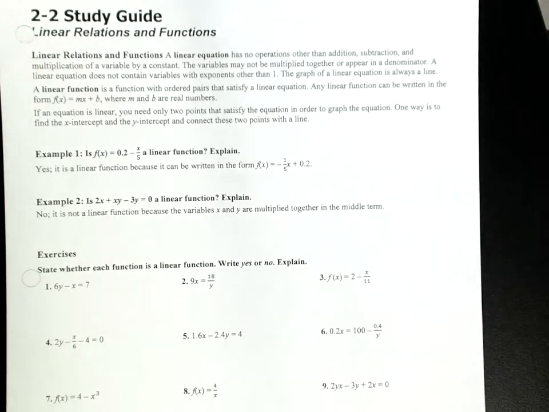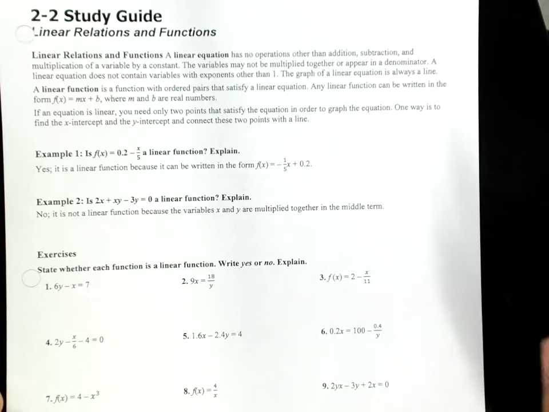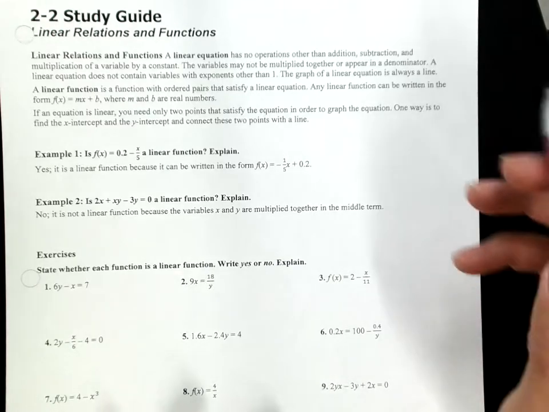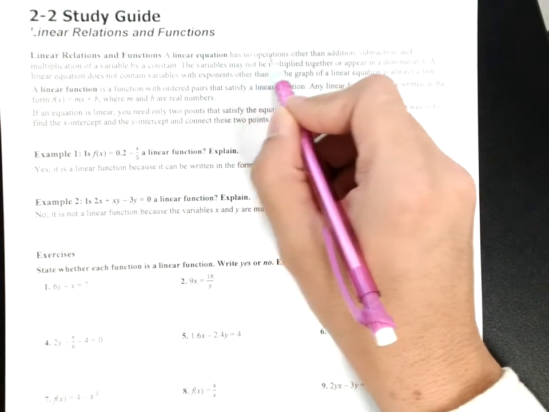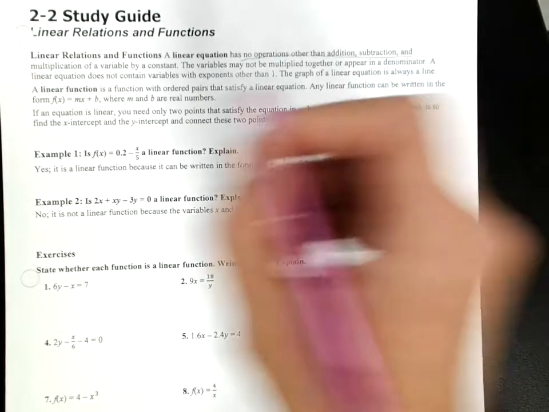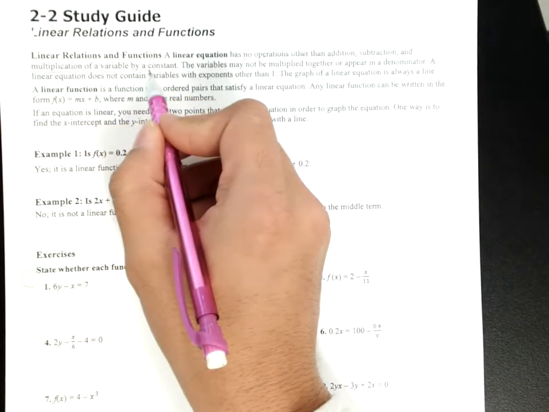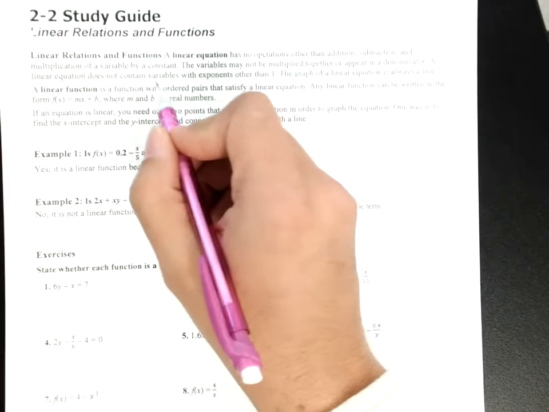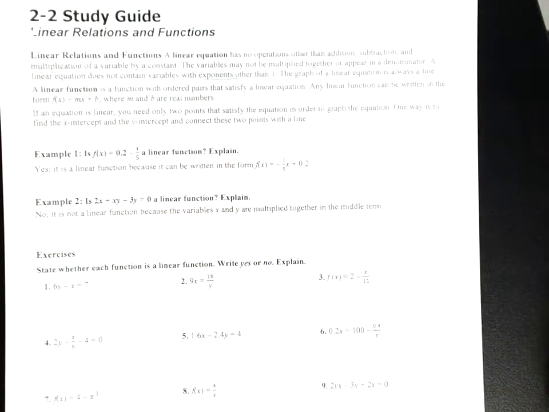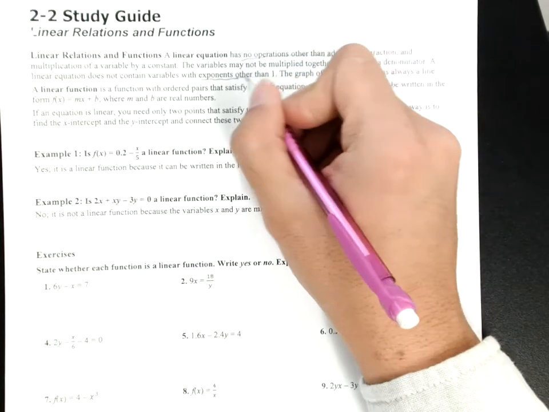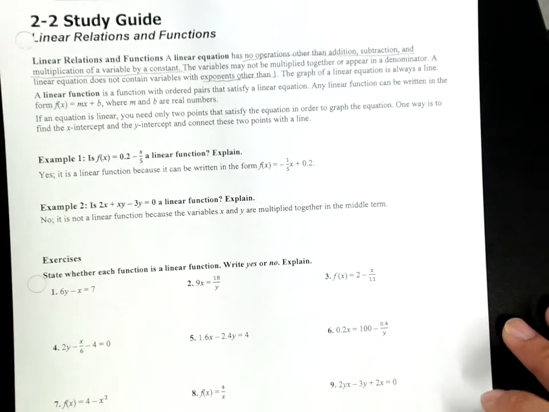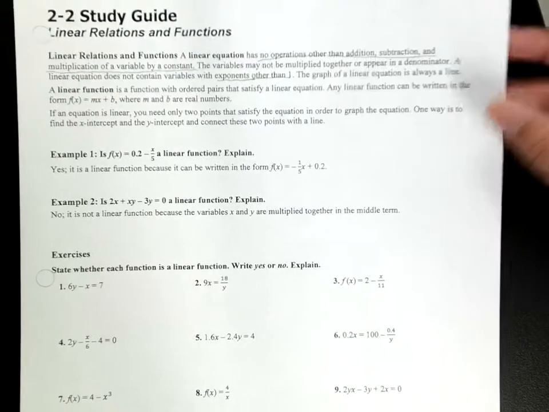Okay, today we're going to talk about linear relations and functions. What I want to point out is that for it to be a linear relation, there's no operation other than adding, subtracting, and multiplying a variable by a constant. And the exponent cannot be greater than 1. But other than that, let's jump to our examples.